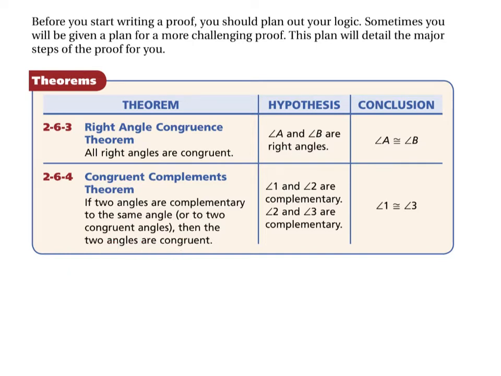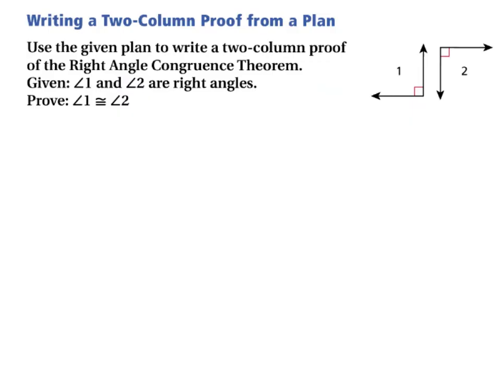It's just like the congruent supplements theorem, but this is talking about complementary angles. So it says if angle 1 and angle 2 are complementary, and angle 2 and angle 3 are complementary, then angle 1 is congruent to angle 3. Here's our first example. We're going to write a two-column proof from this information. It says use the given plan to write a two-column proof of the right angle congruence theorem.